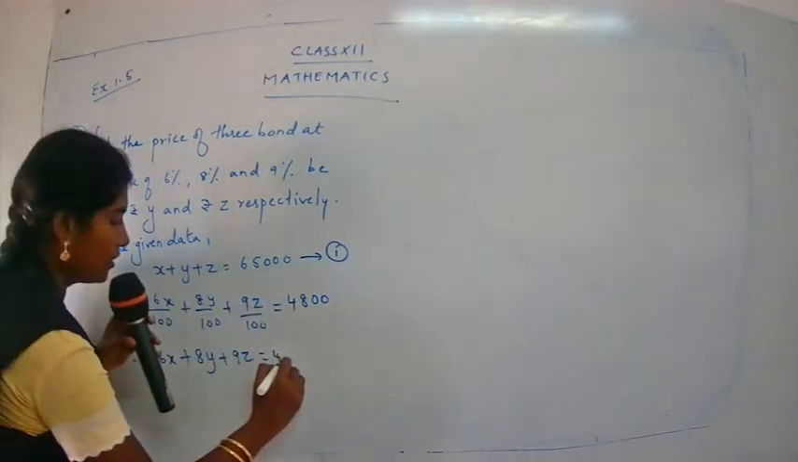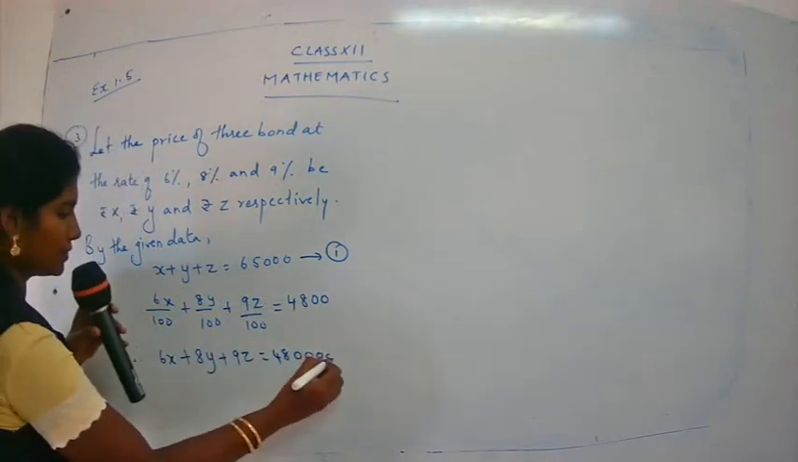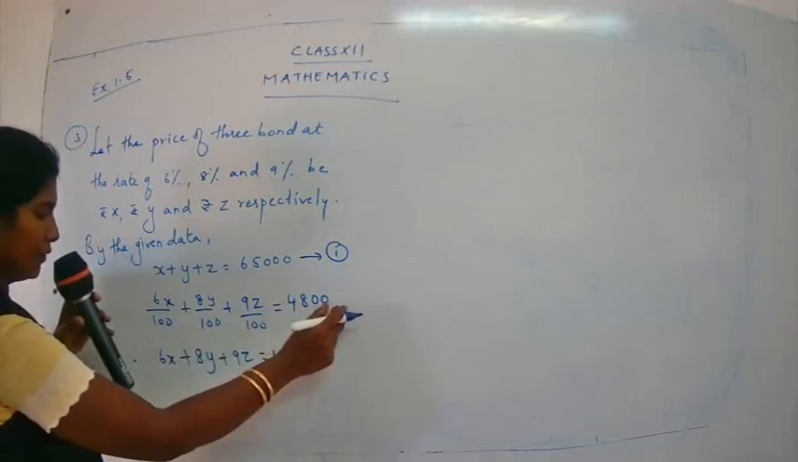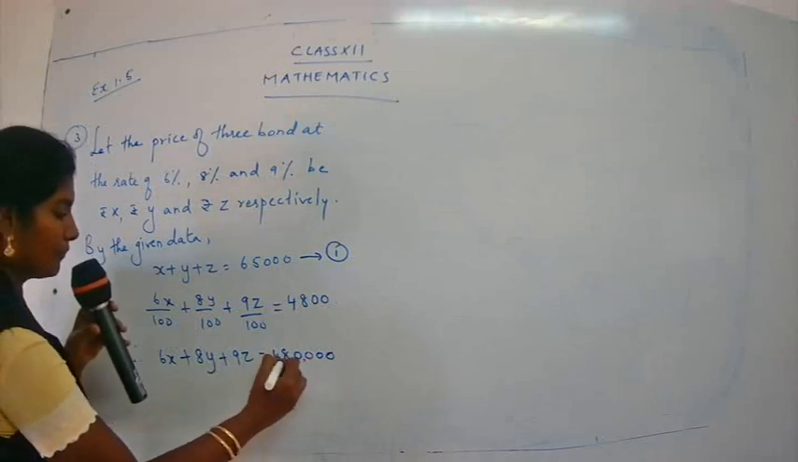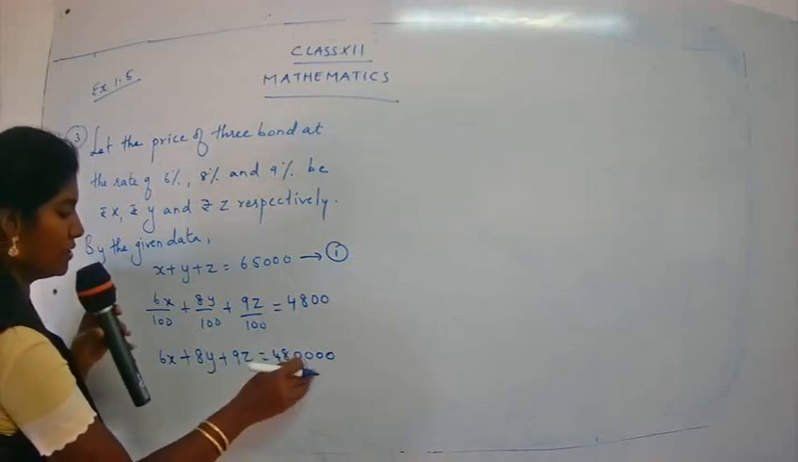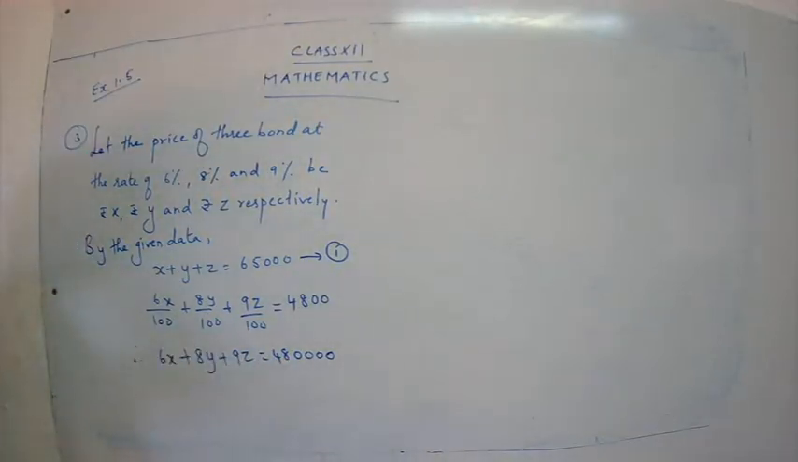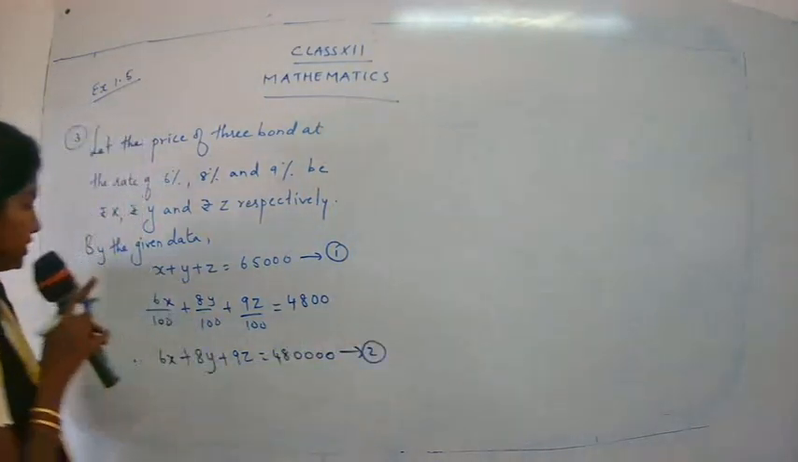So you get here 4800, and how many zeros are added over here? 2 zeros. And already 4,800 was present, yes, and 2 zeros are being multiplied over here. That's 100. So you get 2 more zeros. So 4,80,000. No need to put a comma. You just write the number. So 4,80,000. 6x plus 8y plus 9z is equal to 4,80,000. So I got the second condition.